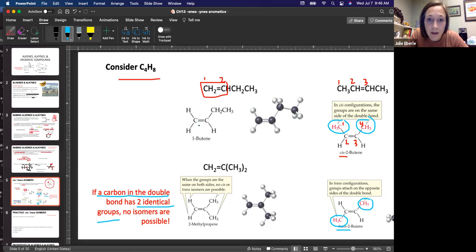So that is why for 1-butene here, this carbon right here, this hydrogen, these are 2 identical groups. This carbon has 2 identical things bonded to it. So no matter how you flip the other side, it's the same. You can't get a cis trans isomer with that. You have to have 2 carbon groups branched off of your carbon-carbon double bonds. Does that make sense?